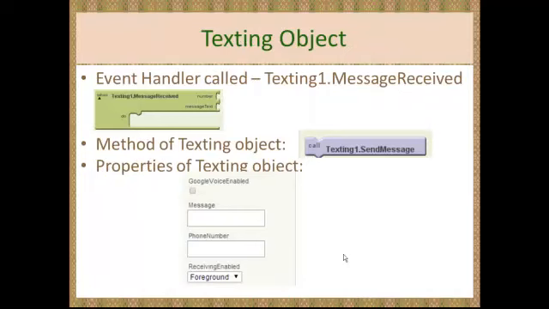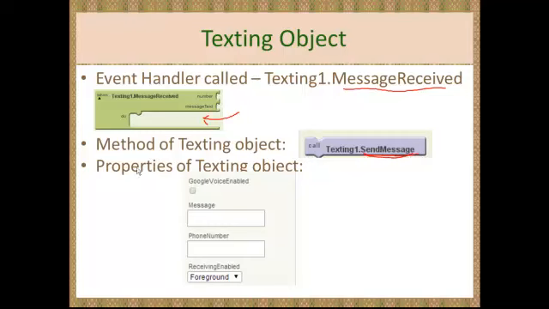You will have an event handler, and that event handler triggers when a message is received. So you're driving, you receive a message, an event occurs. What do you want to do? And that's what you're going to put right in here. What do you want to do when you receive a message? Or what do you want the program to do? So a method of the texting object is to send a message. So maybe you can just send your default message to them.